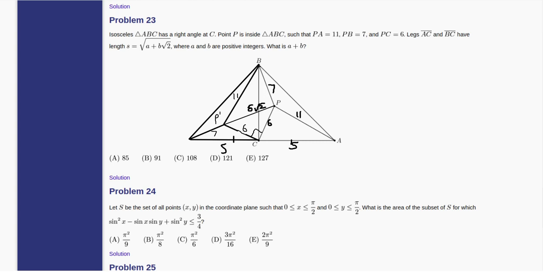Now we have this triangle BPP prime, and it's got side lengths 11, 7, and 6 root 2. You might be wondering, what's special about that? Well, 7 squared is 49, and 6 root 2 squared is 72, because it's 6 squared times 2, and that sums to 121. That's 11 squared. And the converse of the Pythagorean theorem tells us that this must be a right angle.